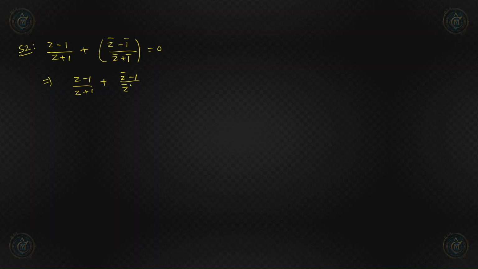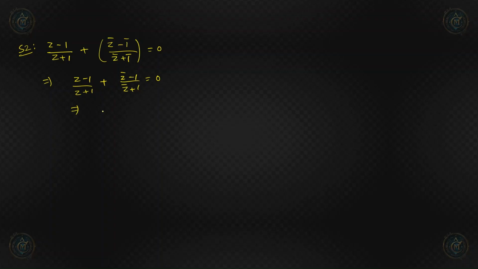That means if we consider this number, (z minus 1) divided by (z plus 1), plus the conjugate of itself, their sum has to be equal to 0, right? We are checking statement 2. So from here, (z minus 1) divided by (z plus 1) plus (z bar minus 1) divided by (z bar plus 1), because 1 is purely real, will be equal to 0.